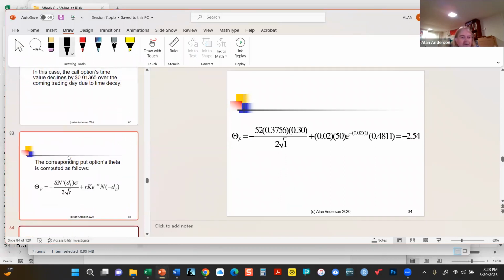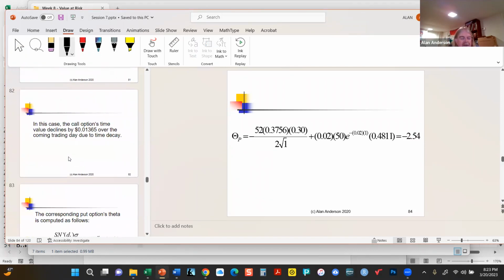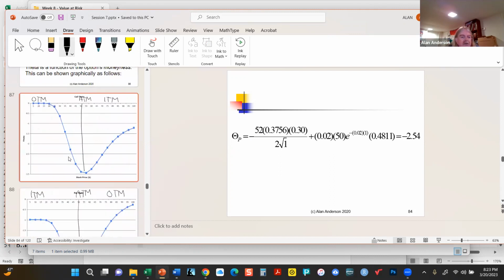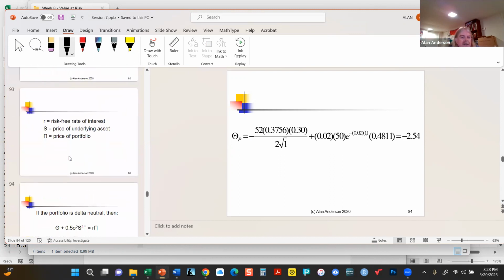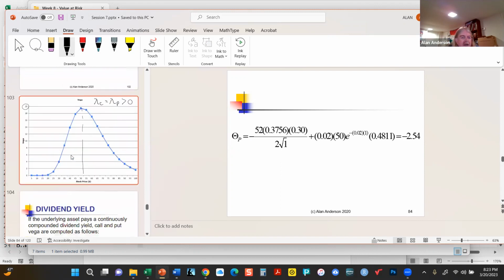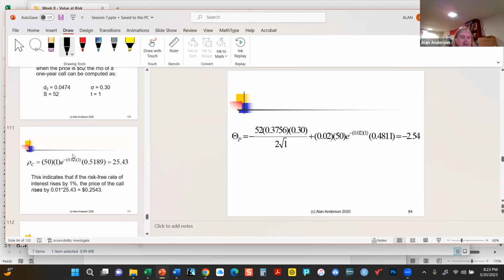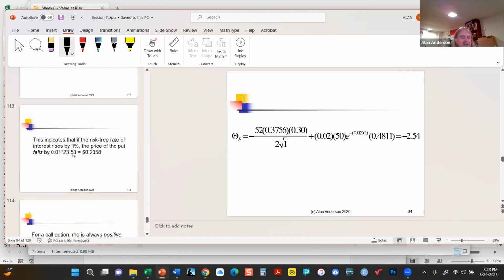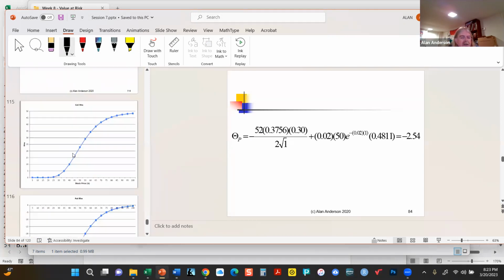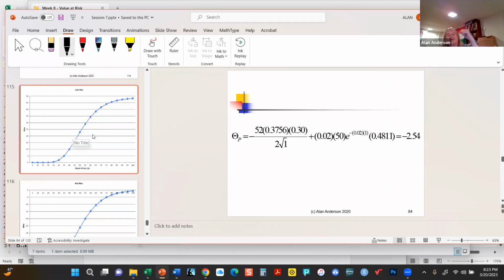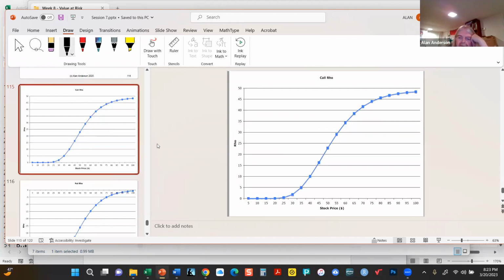Oh, I almost forgot one more thing. I mentioned with the thetas that these are usually simplified to a daily number. With the rho, no, I guess not. The rho is usually not. Oh, I know what I forgot to show you. The graphs. This is the graph of how call rho behaves.